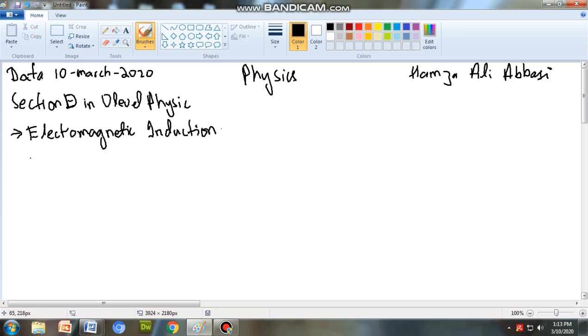In this topic, we'll study how electromagnetic induction works, and why we can have EMF by electromagnetic induction. We'll study about the laws, Lenz's law, the ideal current, and then we'll move towards an AC generator and a DC generator.